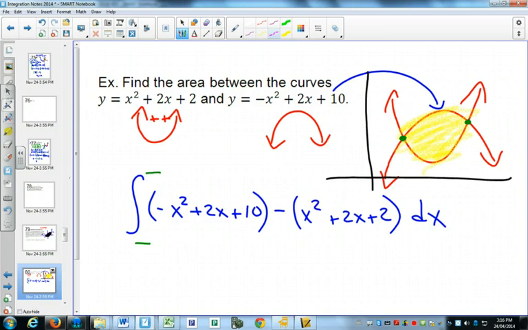Right, find out where they're the same. You just equate the two. You've got two equations with two unknowns. We can solve it by substitution.